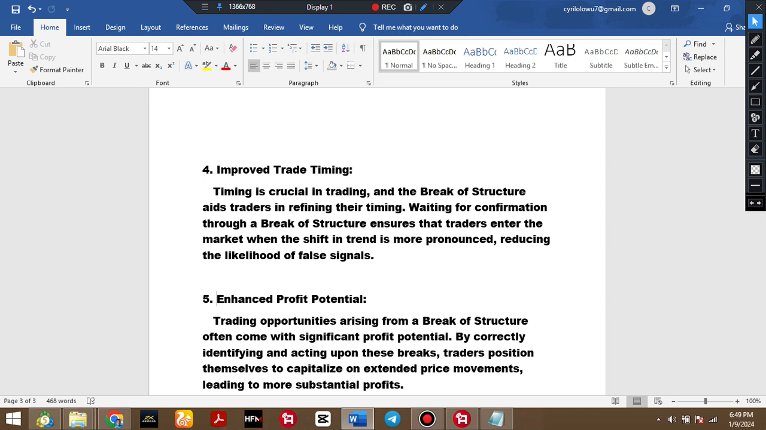Some are busy looking for strategy up and down, but they don't have the knowledge of what market structure is. So for you to have a strategy in place, definitely you must understand what market structure is. Now, improved trading timing.